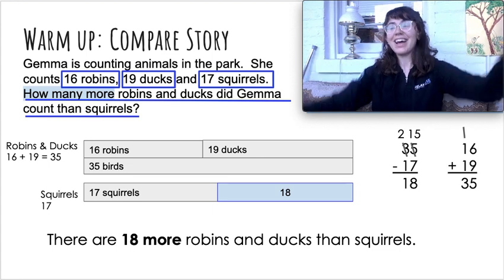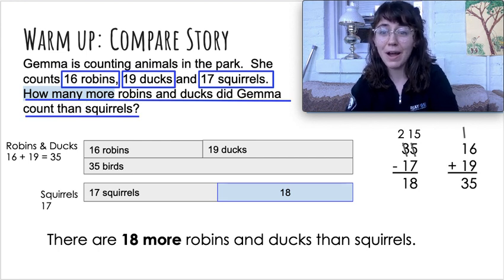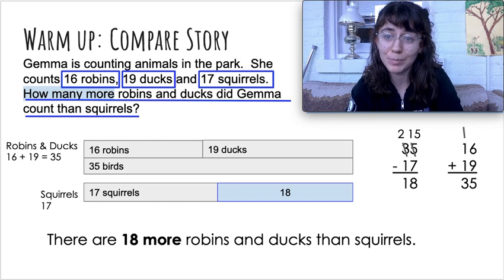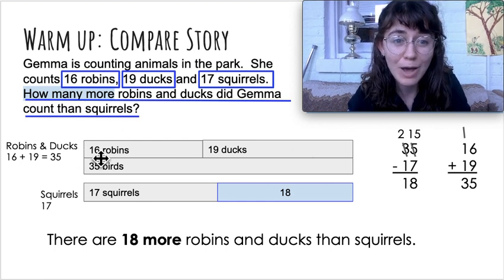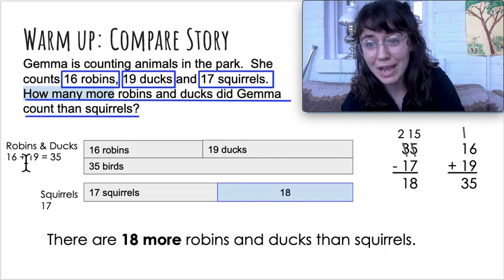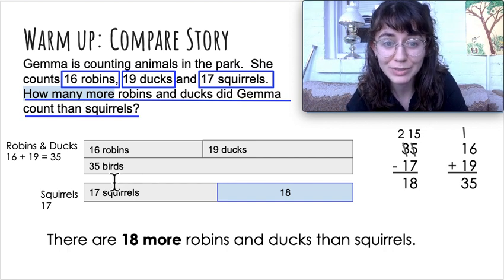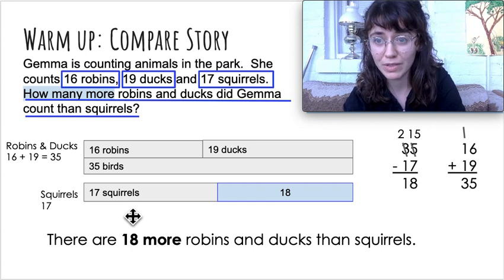All done. So that seemed like a kind of crazy problem. There were a lot of steps, but on your work on your own, I want you to try a problem kind of like this one where you have to compare groups. Our first step was finding how many were in the robins and ducks group, and then we were able to compare because we knew how many were in this group and how many were in this group. So it's okay if sometimes a problem has more than one step.